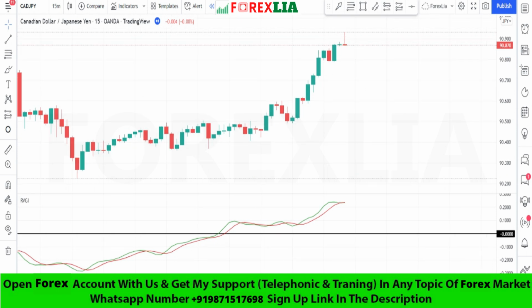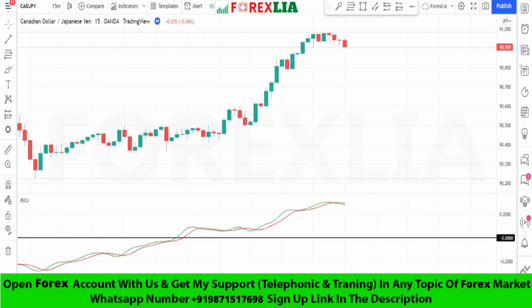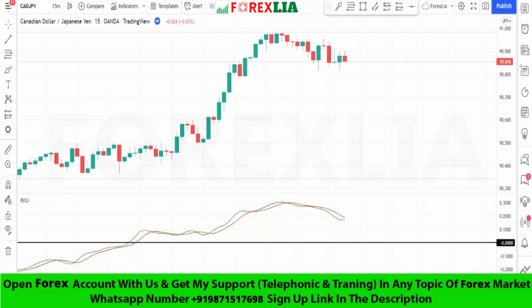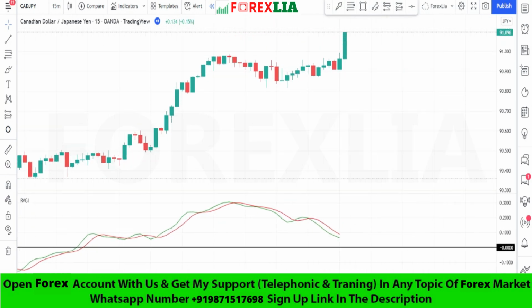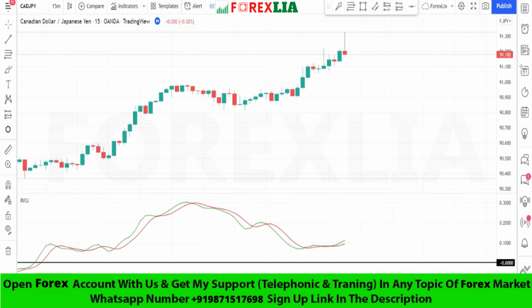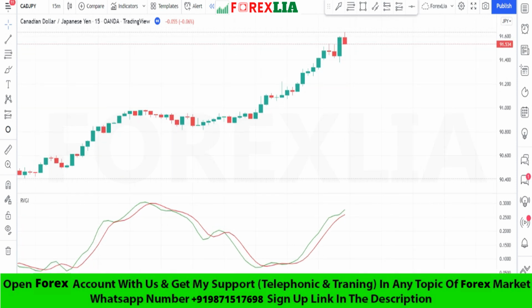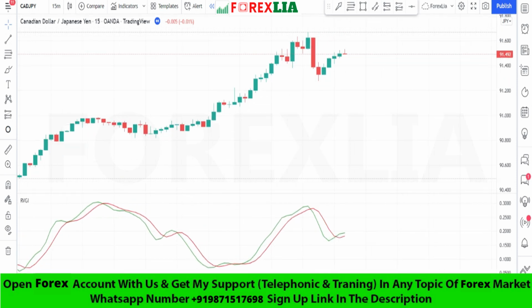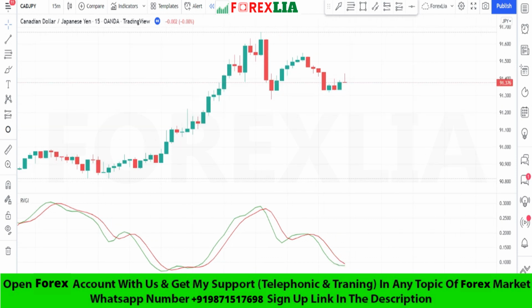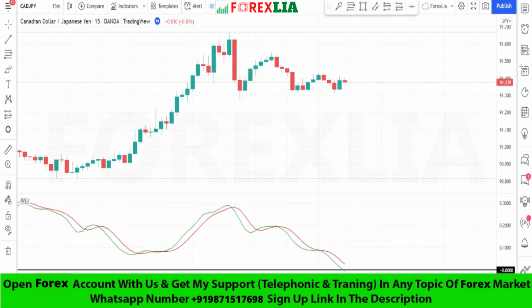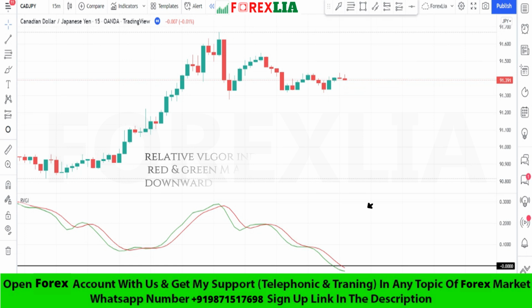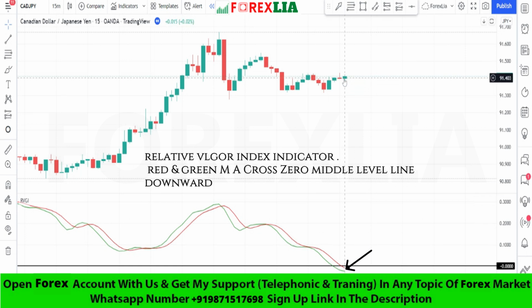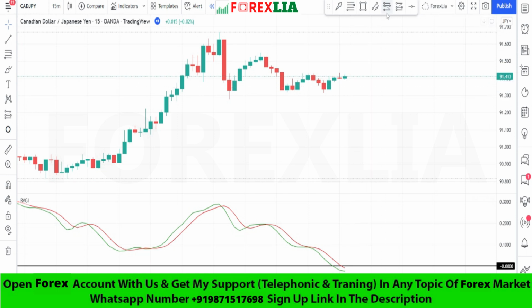Relative Vigor Index indicator. Red and green MA cross the 0 middle level line downward. Then we take a sell trade. Here is the sell signal confirmation. We place the sell trade here.